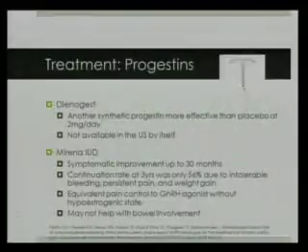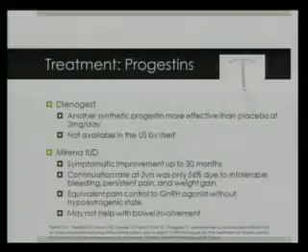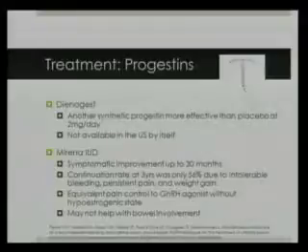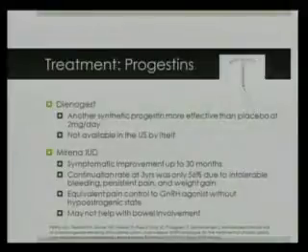The Mirena IUD can also show symptomatic improvement for up to 30 months in these patients. However, the continuation at 3 years was only 56%, because these people had persistent pain, it wasn't enough help, and they still had irregular bleeding. And in one of the studies that looked at this versus a GnRH agonist, there was equivalent pain control to the GnRH agonist, but it doesn't help with bowel involvement.